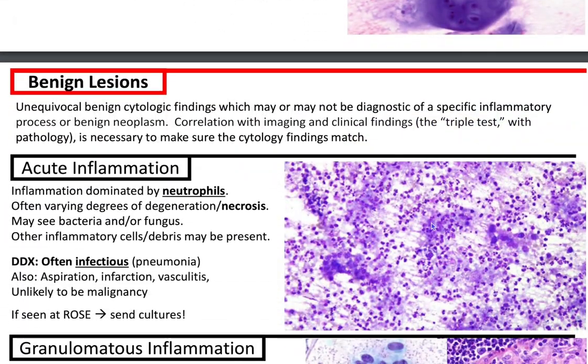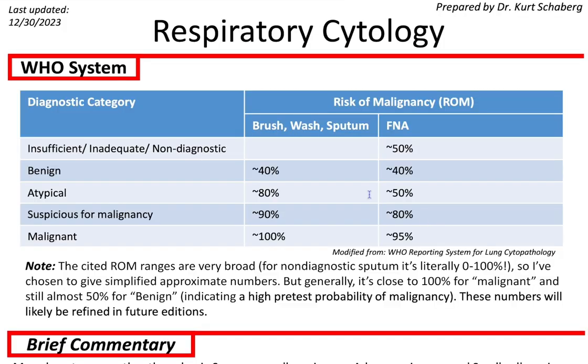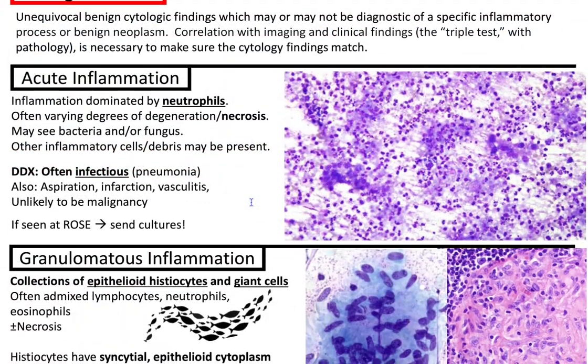Benign lesions, these are unequivocal benign findings, because if it weren't unequivocal, then you want to put atypical. Acute inflammation, this is inflammation dominated by neutrophils. You can have varying degrees of necrosis, degeneration. You may see bacteria and/or fungus, and there can be other inflammatory cells and debris that may be present.